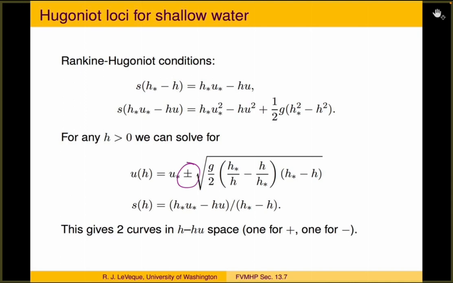And that's because we expect two different curves through any given point, one corresponding to lambda 1, which is U minus the square root of GH, one corresponding to lambda 2, U plus the square root of GH. And we see similar expressions here for how U varies along each of those two curves.